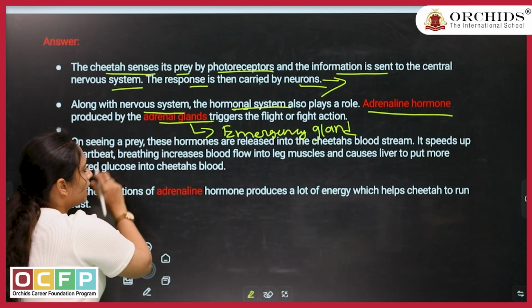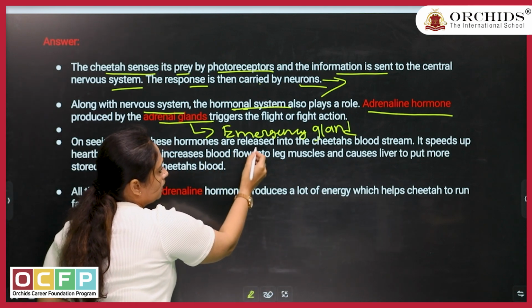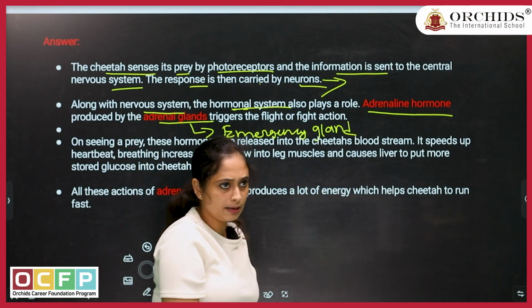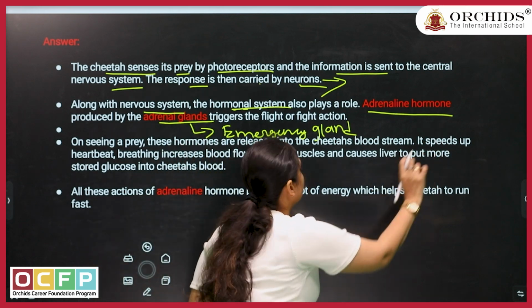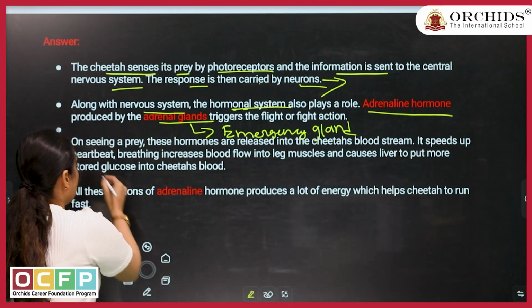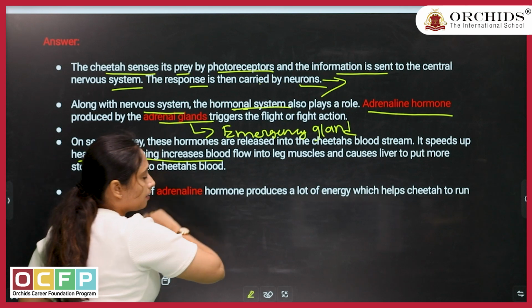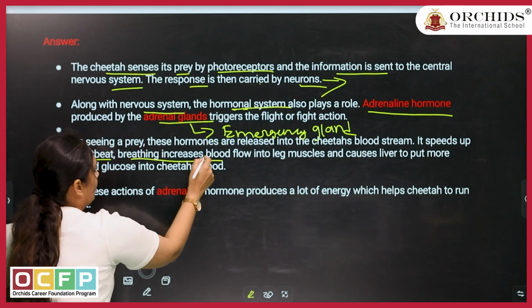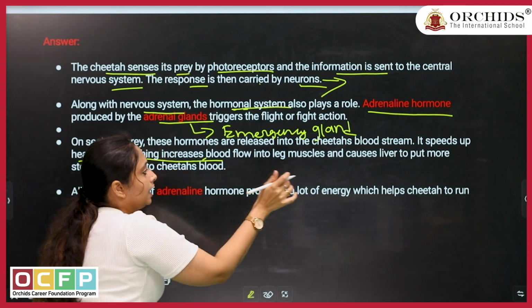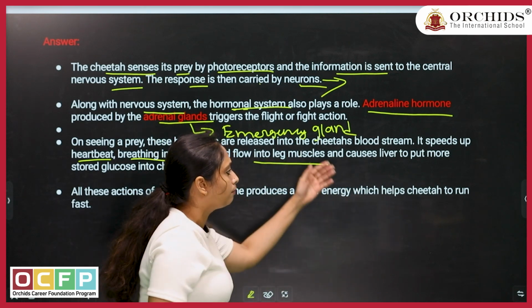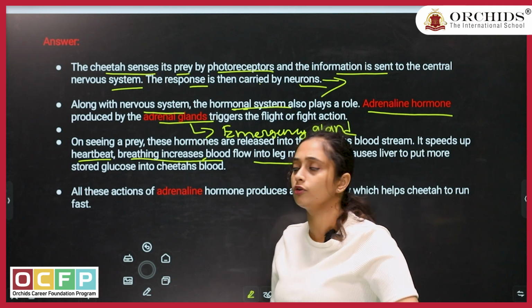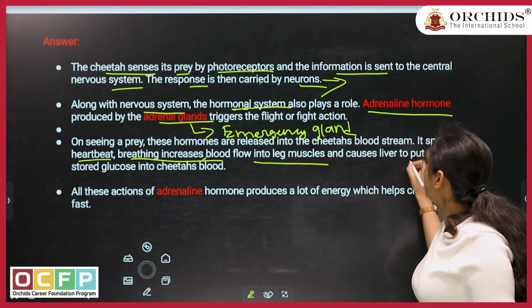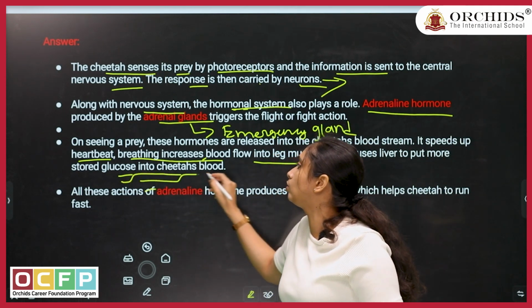So on seeing a prey, these hormones are released into the cheetah's bloodstream. That means adrenaline hormone is released from the adrenal gland. It speeds up heartbeat, the breathing rate increases and blood flow increases, and it reaches the leg muscles, especially in the case of the cheetah, and causes the liver to put more stored glucose into the cheetah's blood.